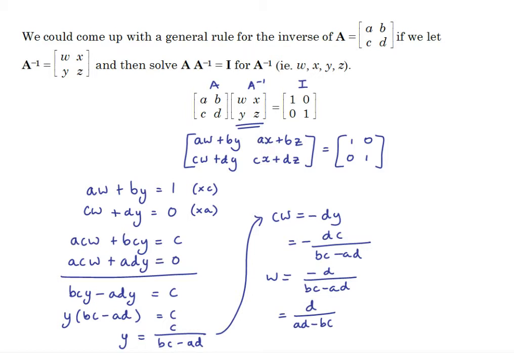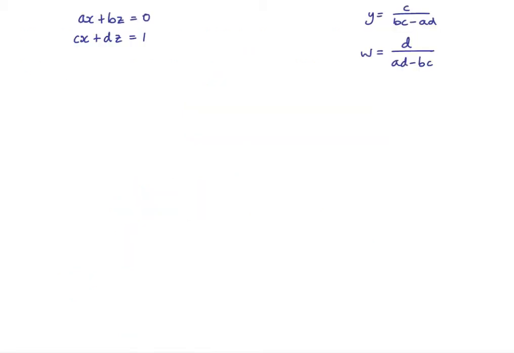And now we need to solve the other pair of simultaneous equations to find X and Z. Okay, so I've just moved us on to a new page. So this is the pair of simultaneous equations in X and Z over here on the left that we'll need to solve. I've also just copied the results of what we found from the other pair of simultaneous equations. So we've found Y and we've found W. Okay, so let's solve this pair of simultaneous equations.